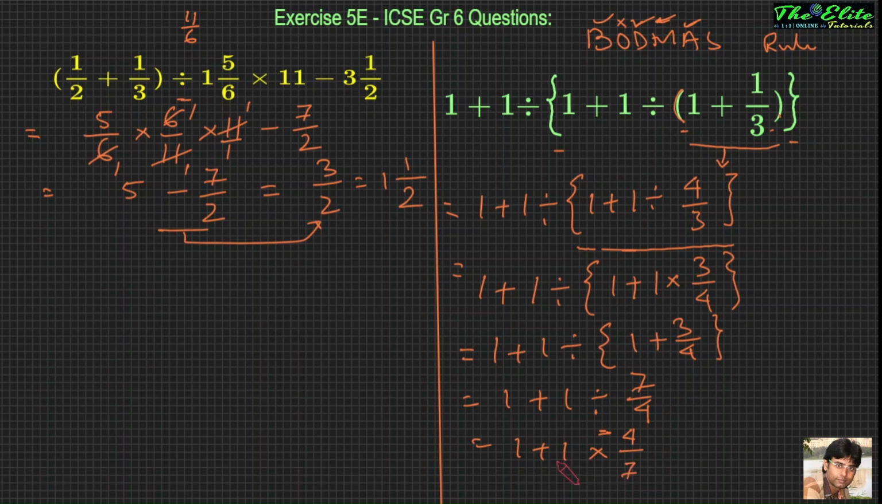So 1 into 4 by 7 is 4 by 7. So you can write 1 plus 4 by 7. And now you know what it is going to give you. By the way, it is going to give you the same 11 by 7. Again, you will write it as a mixed fraction. It will give 1 and 4 by 7. We knew earlier that whenever we find a whole number plus a proper fraction, we can combine them and write it as a mixed number. So this is your answer.